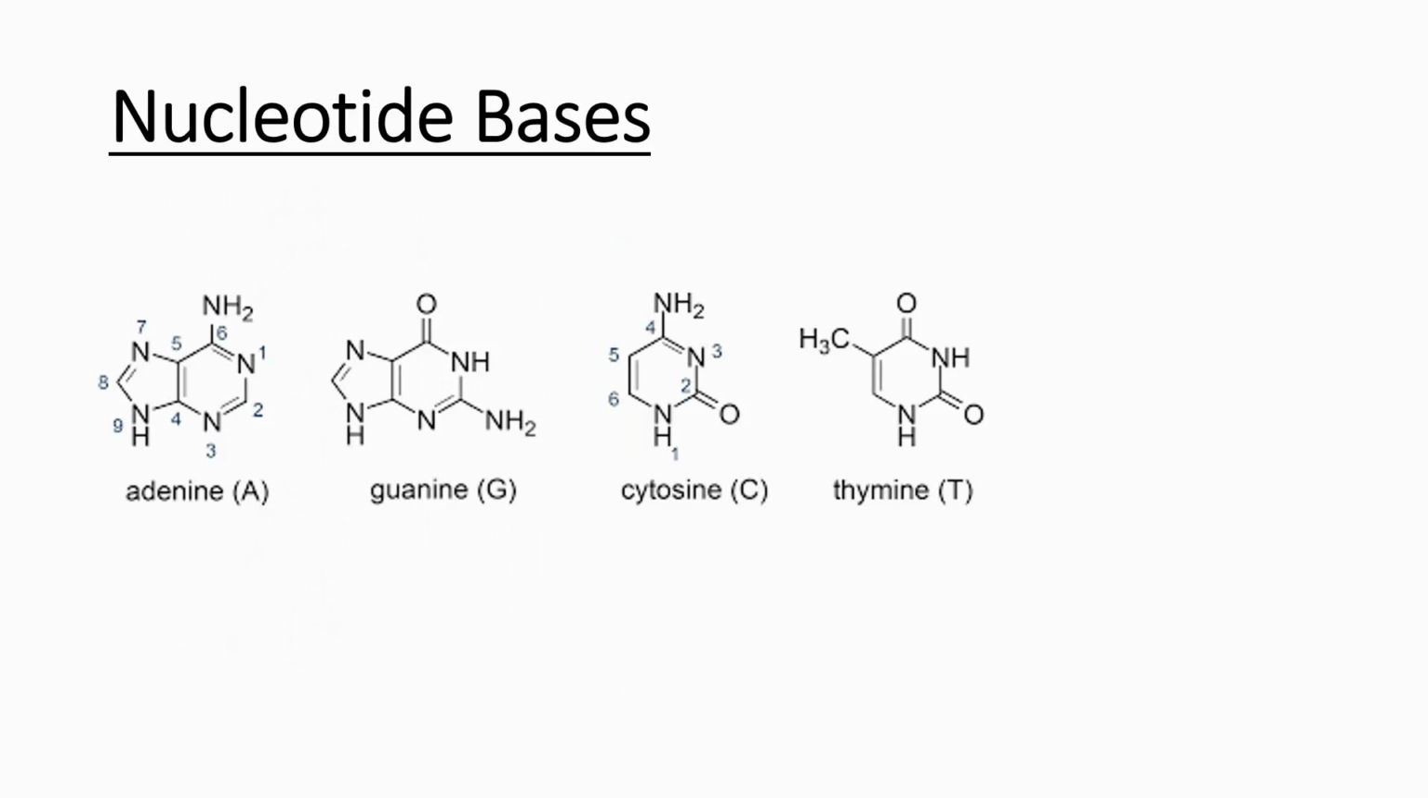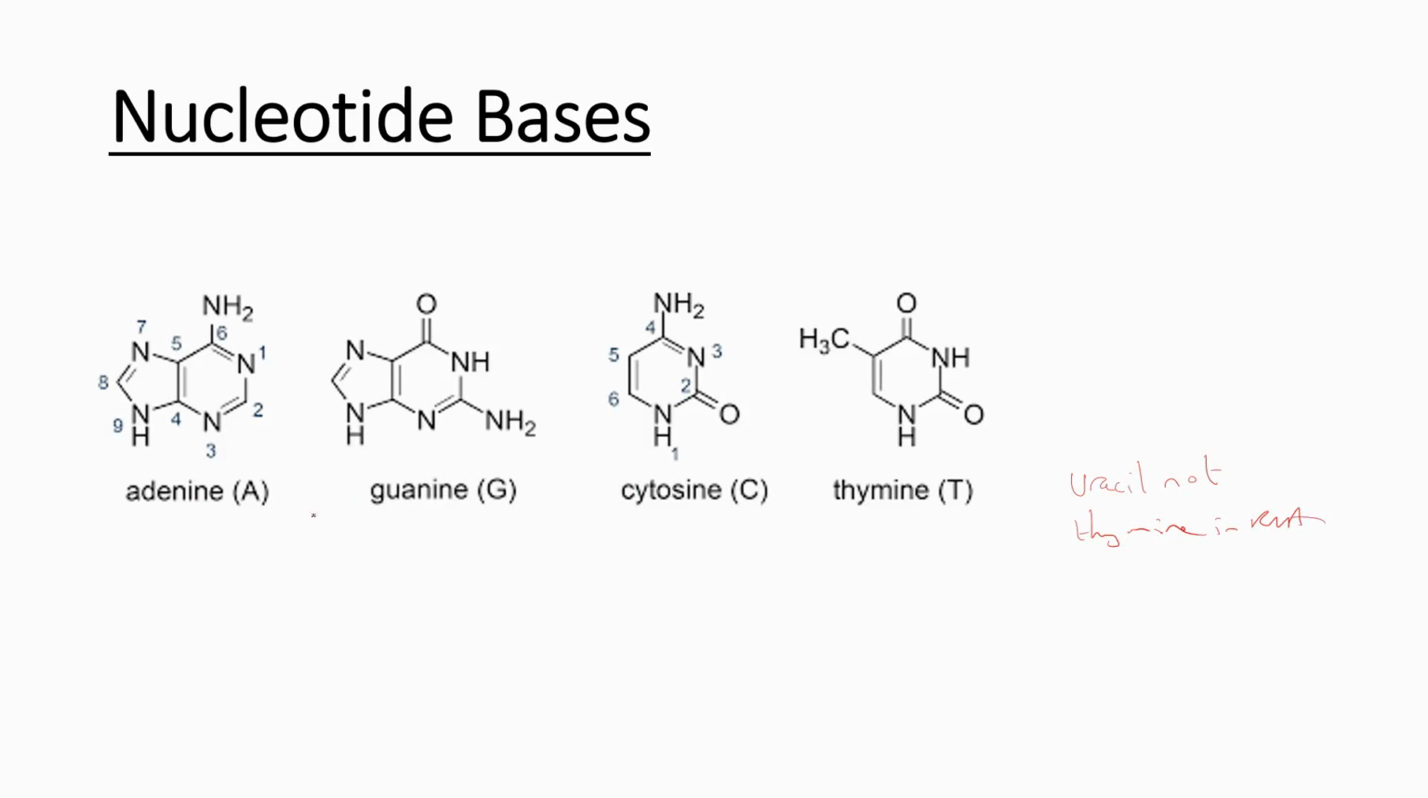Bases we can have in nucleotides in DNA are adenine, guanine, cytosine, and thymine. In RNA, instead of thymine, we have uracil. So it's uracil, not thymine, in RNA. But in DNA, we have one of these four in the nucleotides.